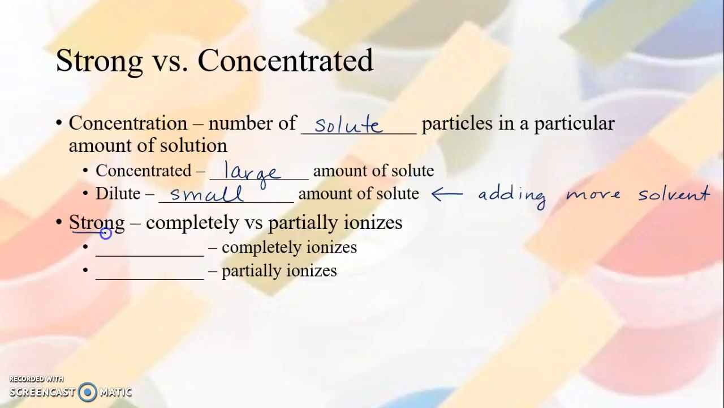All right, strong isn't talking about concentration. It's not talking about how much there is. It's talking about whether it completely or partially breaks apart into ions. So if it is a strong electrolyte, it's going to completely ionize. And if it's a weak electrolyte, it only partially ionizes or partially breaks down.